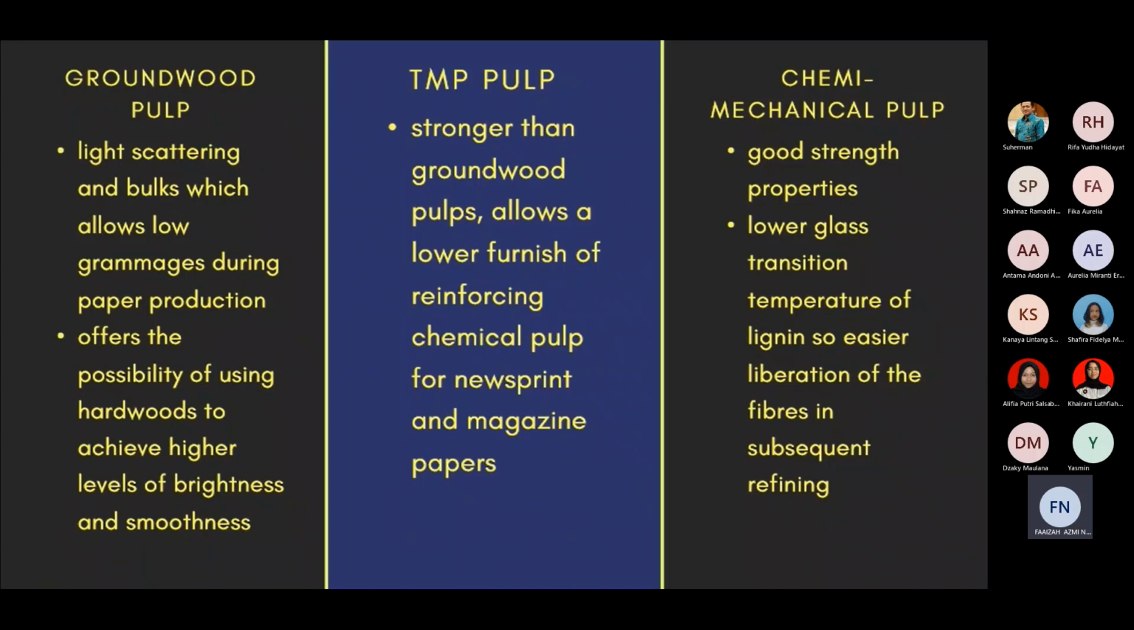Here we can see the difference in types of pulp. Groundwood pulp has light scattering, which allows low grammages during paper production, and offers the possibility of using hardwood to achieve higher levels of brightness and smoothness. TMP pulp is stronger than groundwood pulps and allows a lower finish, reinforcing chemical pulp for newsprint and magazine papers. And mechanical pulp has good strength properties and a lower glass transition temperature of lignin, so easier liberation of the fibers in subsequent refining.